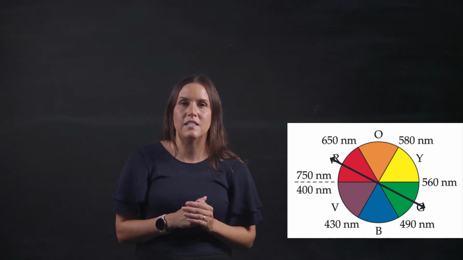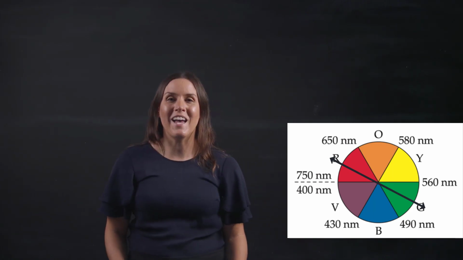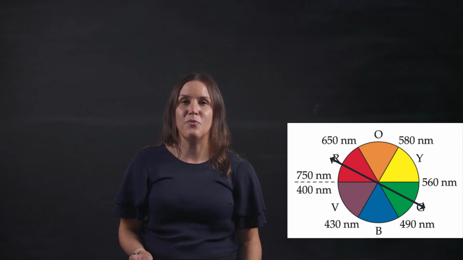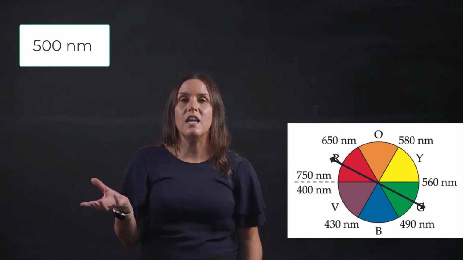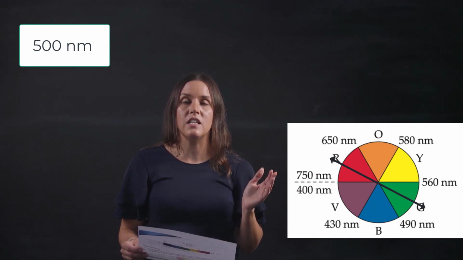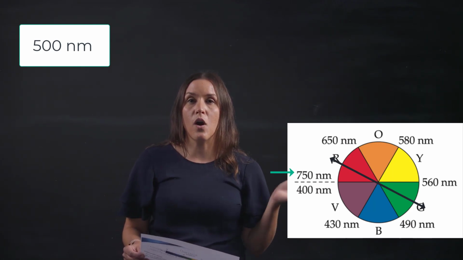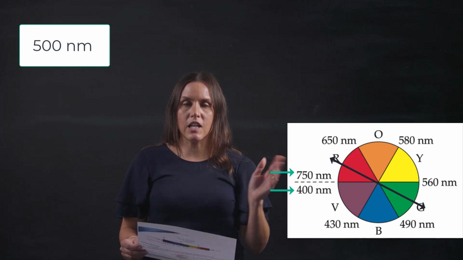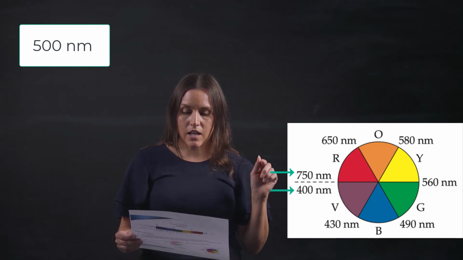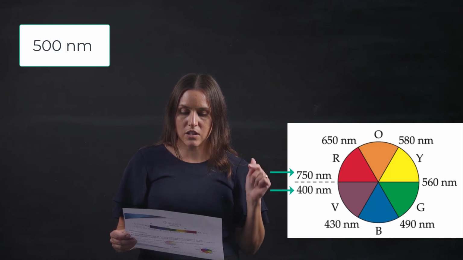If we have a look at this example here, we have a compound that absorbs a wavelength of 500 nanometers. So this is within the region. The visible region is from 750 all the way down to 400 nanometers. Looking at the wheel of complementary colors, you can see 500 is within the green region, which is 490 to 560.